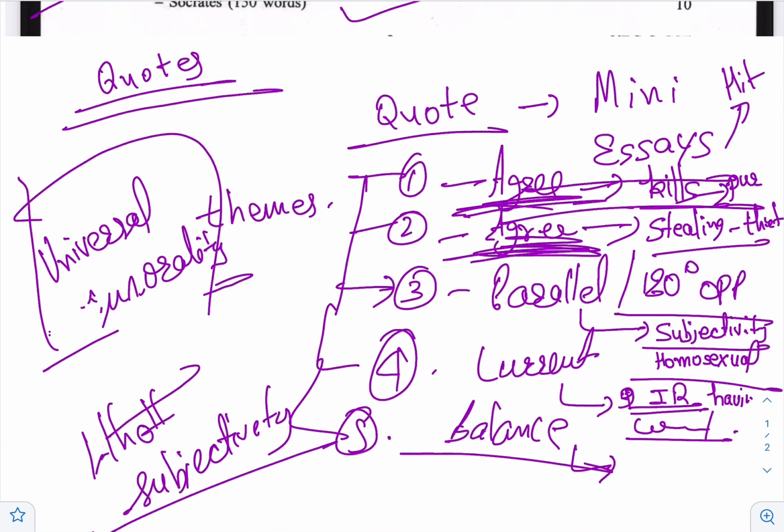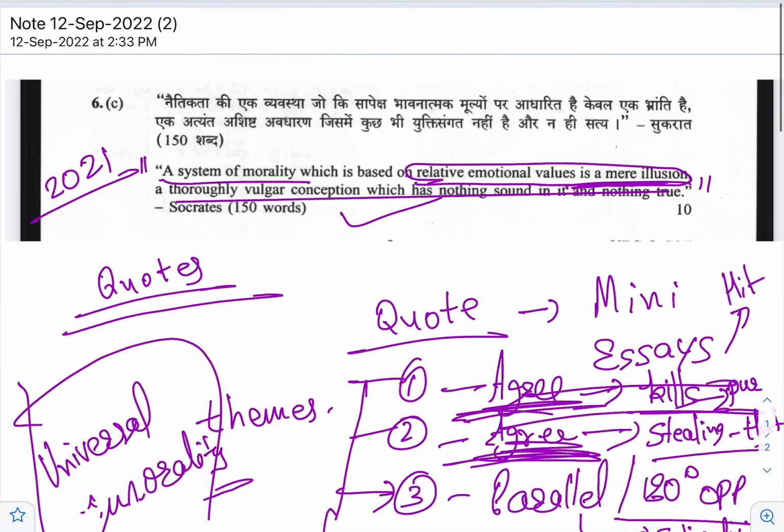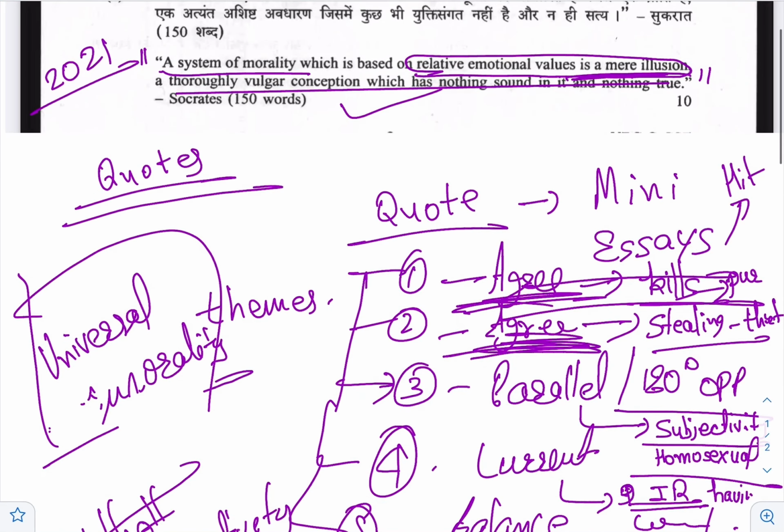And in this particular balancing argument, you are going to say that there should be universal moral values as given by Kant, but subjectivity must also be appreciated. So this is how you need to tackle these seemingly difficult quote-based questions in GS paper 4.